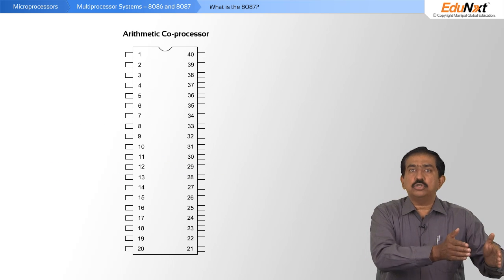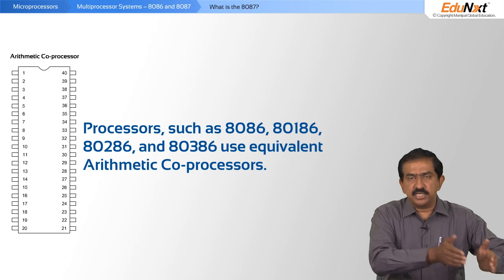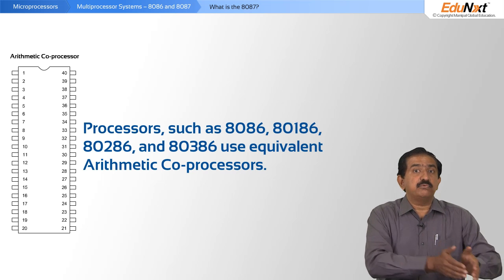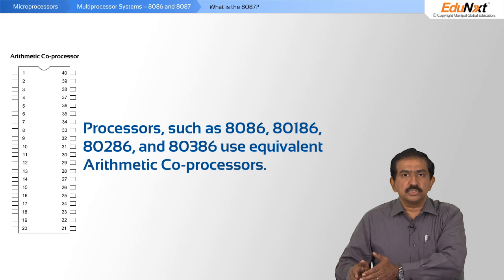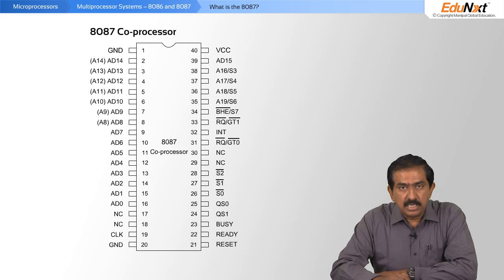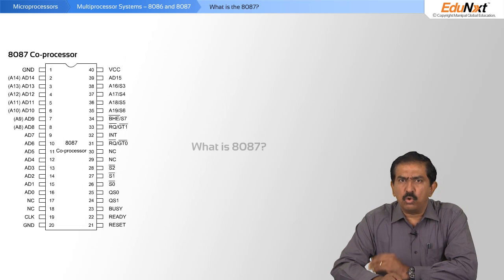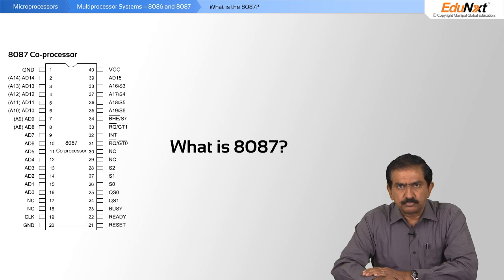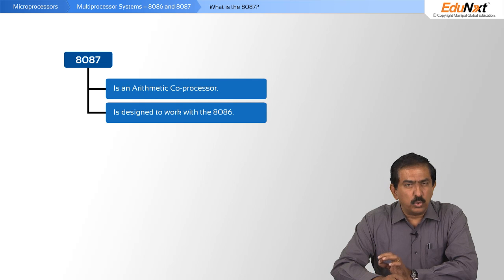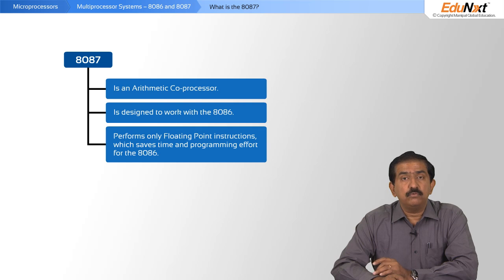And for every version of the general purpose CPU, so 8086, 80186, 80286, 80386, and so on, there is an equivalent arithmetic coprocessor. In the case of the 8086, it's the 8087. So let's look very briefly at what the 8087 is. As I said, it's an arithmetic coprocessor. It is designed to work with the 8086, right? And it performs only floating point instructions. So it obviously saves time and programming effort for the 8086.